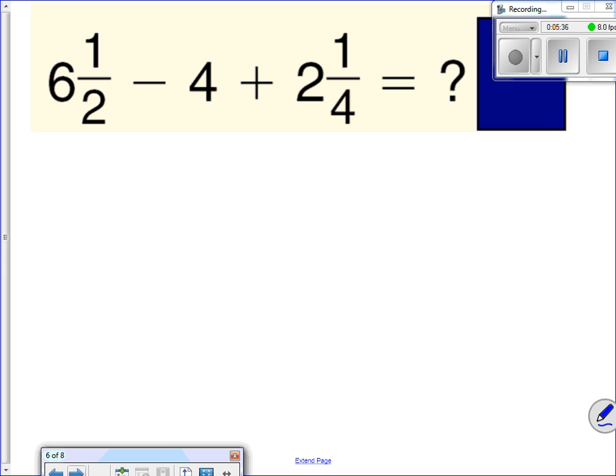Here we're subtracting and we're adding. When we're doing this, we're going to read it from left to right, so we're going to subtract first. This first part's pretty easy. 6.5 minus 4 would give me 2.5.